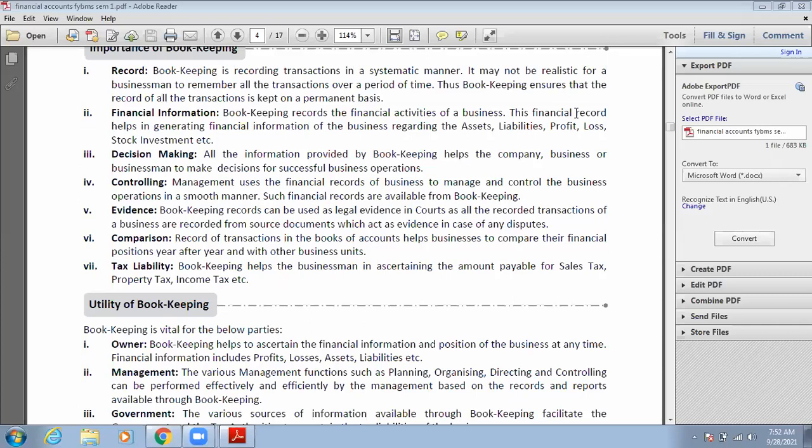जैसे हम as a businessman, we have to pay the various taxes. You can see tax, sales tax, property tax. That is totally depend upon the performance of the business. Okay.